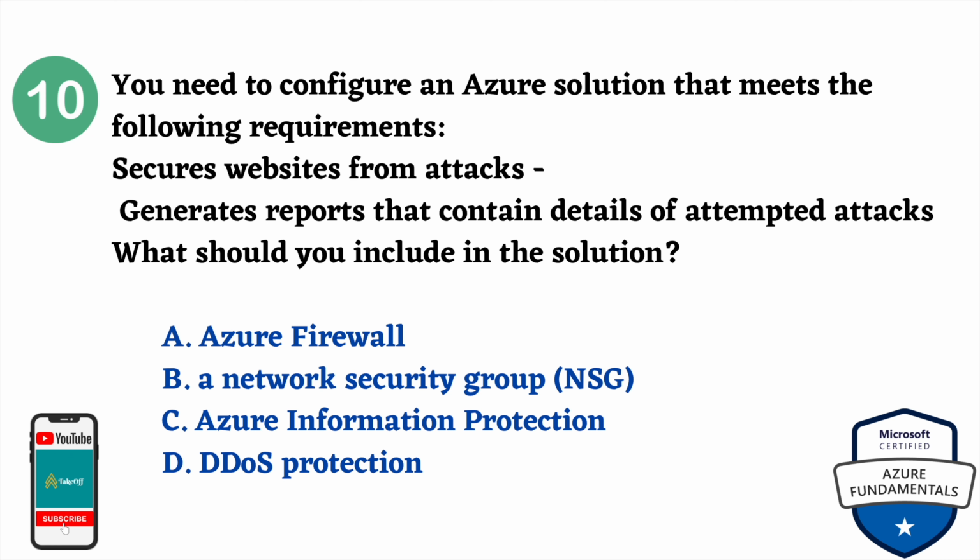Moving on to the next one, you need to configure an Azure solution that meets the following requirements: secure websites from attacks and generate reports that contain details of attempted attacks. What should you include in the solution? Is it Azure Firewall, Network Security Group, Azure Information Protection, or DDoS Protection?